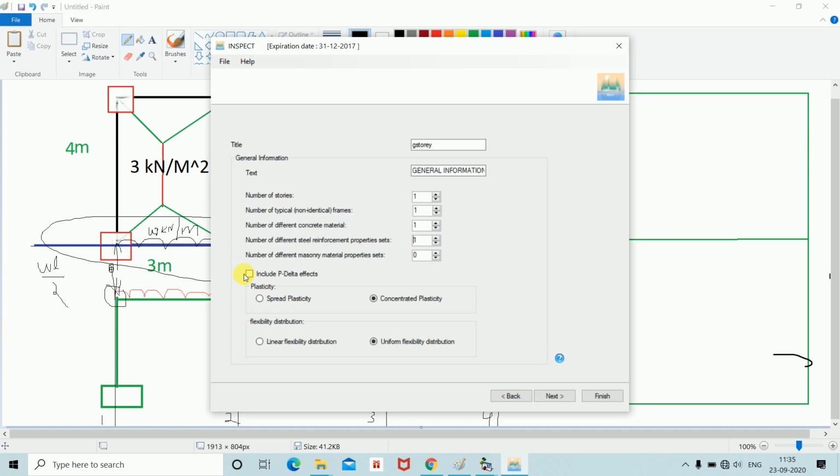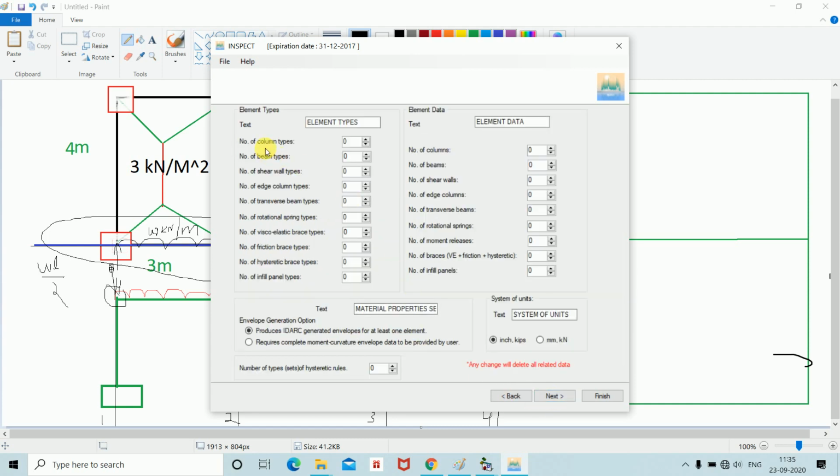This is for high rise buildings, we have to include the P-delta effects, otherwise no problem. Then flexibility distribution, I am taking the uniform flexibility distribution. Then next, the number of column types. Only one column type, means the columns have the same uniform dimensions, and the number of beam types is also one. Then we don't have any shear walls, edge column types, transverse beams, rotational springs, viscoelastic. We are not providing these, so you put all these terms as 0.